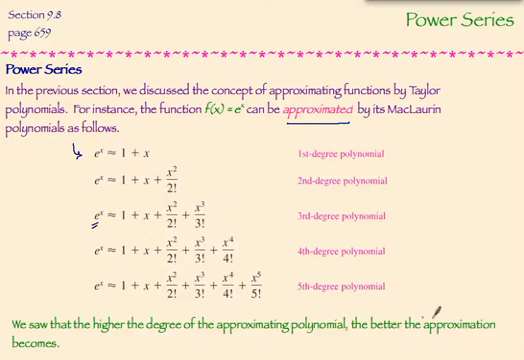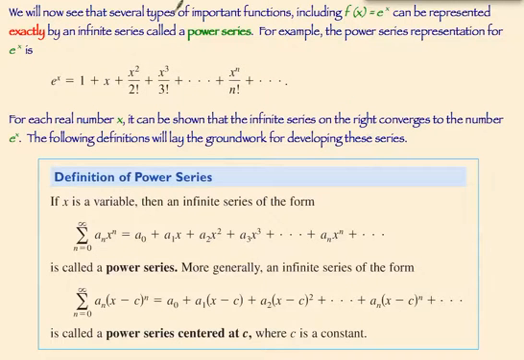Now again, we saw that the higher the degree of the approximating polynomial, the better the approximation. I guess if we really wanted to be very, very accurate, we could keep going with the 6th degree polynomial, 7th degree polynomial, 8th degree polynomial. You're probably seeing where this is going. As it happens, we will now see that several types of important functions, including f of x equals e to the x, can be represented exactly by an infinite series called a power series.